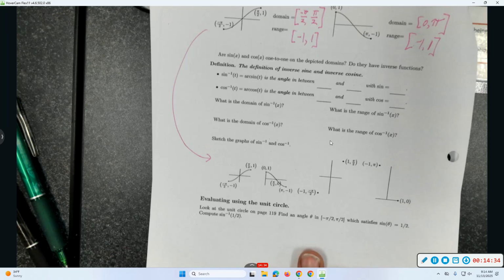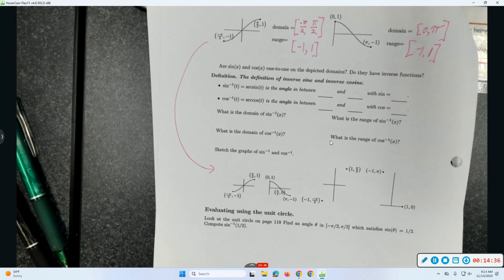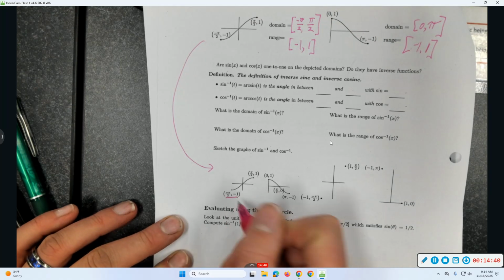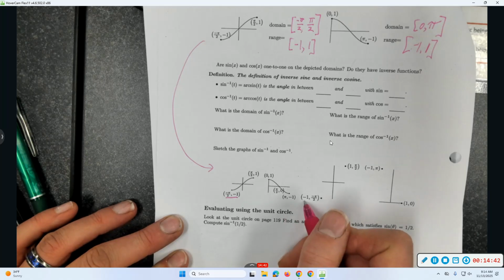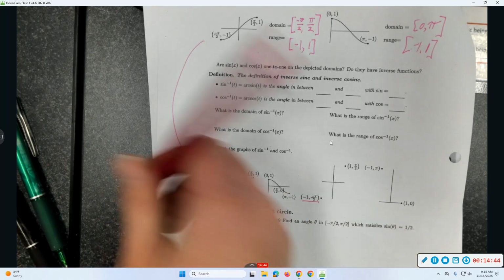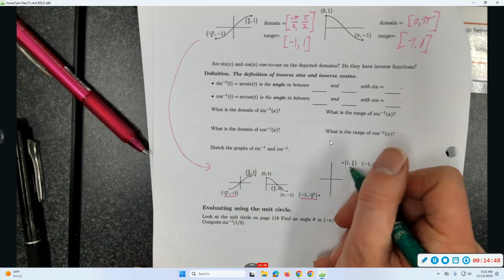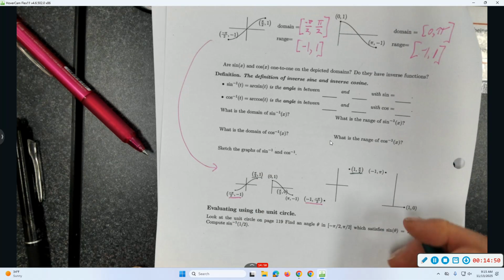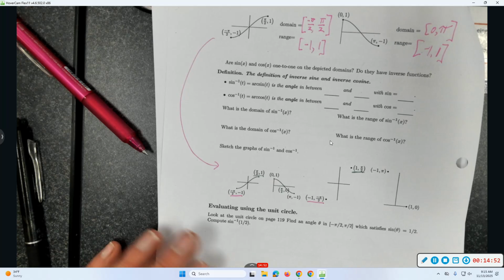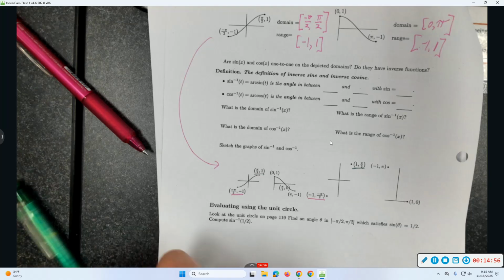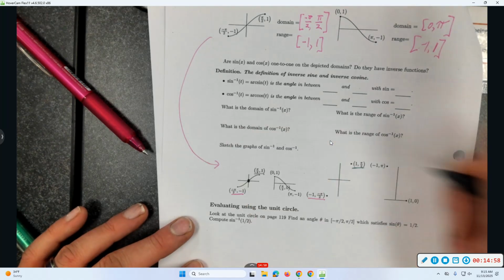So that means I need to swap the x and y values. The point negative pi over 2, negative 1 is going to become negative 1, negative pi over 2. Pi over 2 comma 1 is going to become 1 comma pi over 2. And then I just need to get between them by swapping the roles of x and y.